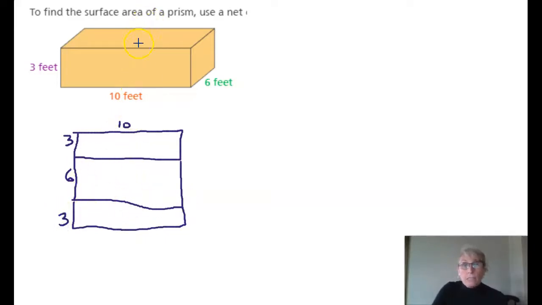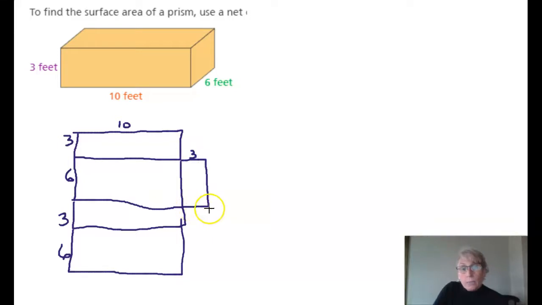And then we also have the top up here, which is going to be the same as the bottom, the 10 by 6. So I'm going to draw another one right there. That is 10 by 6. Now we need the two edges, the two ends right here. So that is 6 by 3. So I'm going to draw one right here. And I'm going to use that 6 there. So then this would be 3 right here. And then this side would be 3 and that's 6. And then I'm going to draw another one over here. And that's 3 by 6.